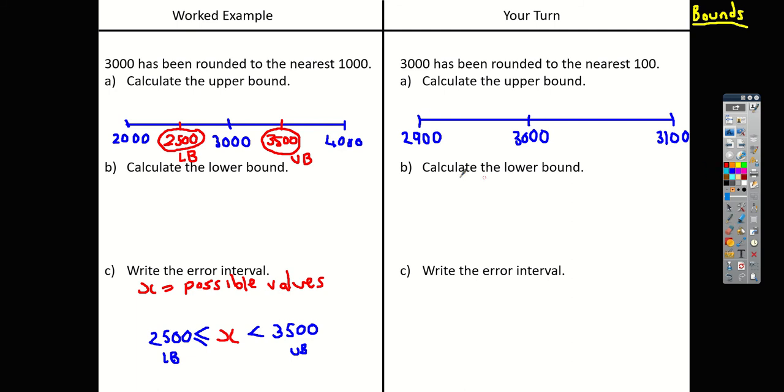Okay, so now to calculate the upper bound for part A, I'm looking at the top part of the region. The upper bound can be found halfway between these two values, like we did in the last one. So halfway up into this region, that's going to be 3,050. That's 50 into the middle and then 50 up to the end to make 100. And that's our upper bound. And again, we're not allowed to be this number, but that's the smallest I can make it.